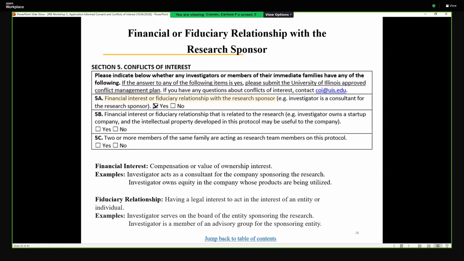A fiduciary relationship is a legal interest to act in the interest of the entity or another individual. So if you serve on the board of directors for the sponsor, if you are on an advisory group for the sponsor, that kind of blurs a line between what is acceptable because you're using your influence in your fiduciary role to impact your research at the university.